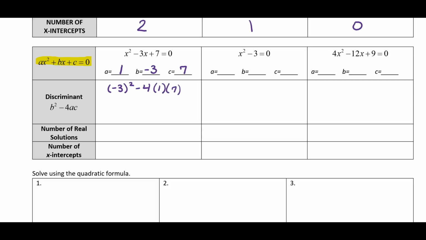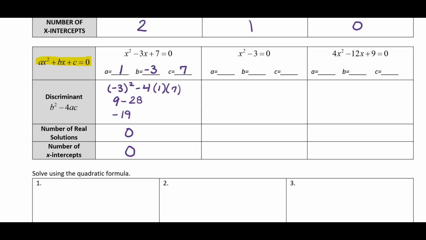Now it's very important that you put the negative 3 in parentheses, otherwise you will get the wrong answer, because negative 3 squared without the parentheses is a negative. However, negative 3 in parentheses squared is a positive 9. And then we have negative 4 times 1 times 7. Since there's only one negative here, this product is going to be negative, and 4 times 1 times 7 is 28. So 9 minus 28 is negative 19, and because this is a negative value, there will be no real solutions, which means there will be no x-intercepts.